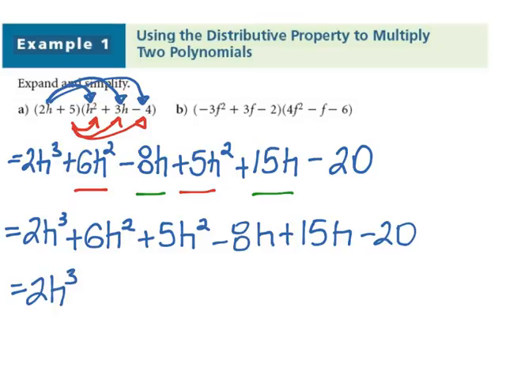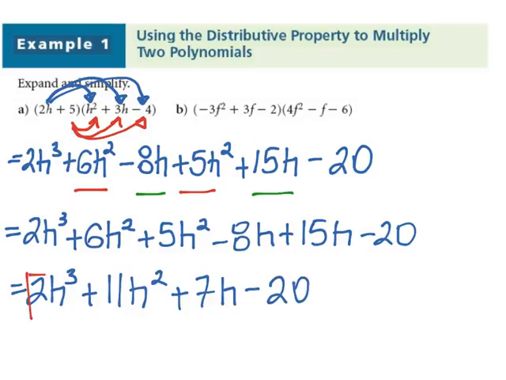How do we combine these like terms? 6h squared plus 5h squared. Just think of adding 6 and 5. That's 11. And we copy h squared. How about negative 8 and 15? Well, it's just like negative 8 plus 15, which is positive 7. And don't forget the h. As well, the negative 20 has to be copied. And this is our answer.